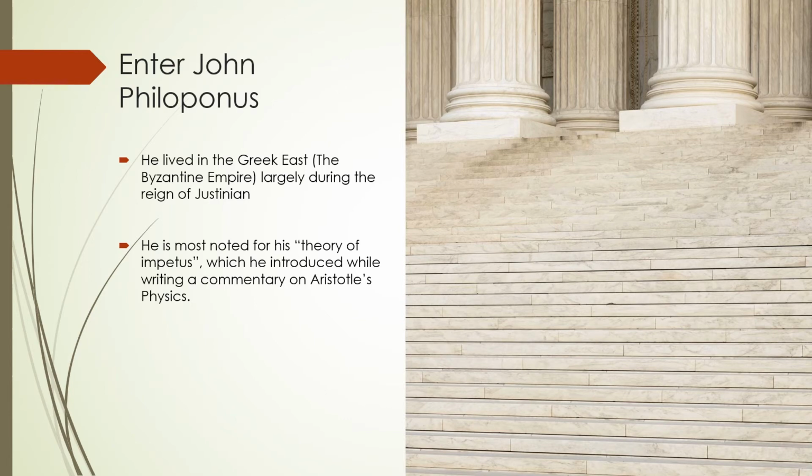So, enter John Philoponus. John Philoponus lived in the Greek East after the split of the Roman Empire. So he lived in the Byzantine Empire, largely during the reign of Justinian. And the reason I noted that is for one thing to explain when he lived, which is around the 500s, but also to show that it makes sense that the greatest scientist that ever came out of the Greek East probably lived during this time where there was a lot of prosperity in the Greek East.